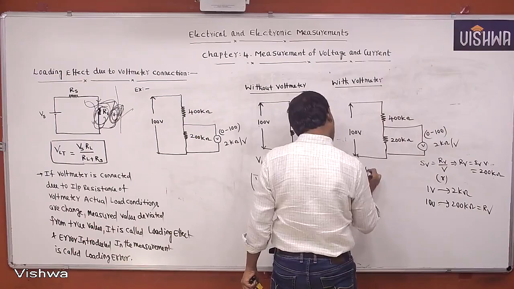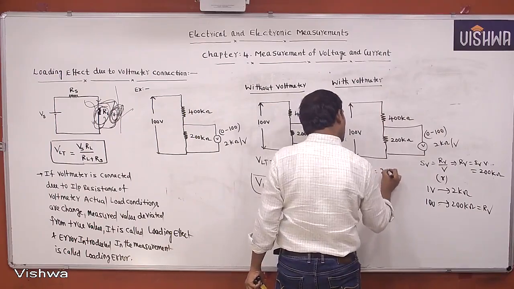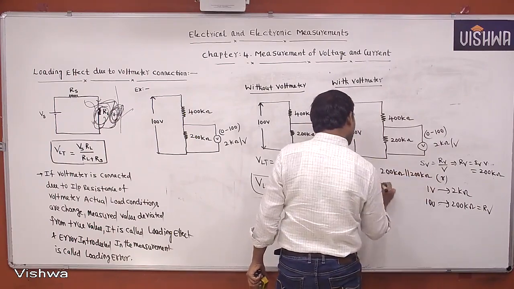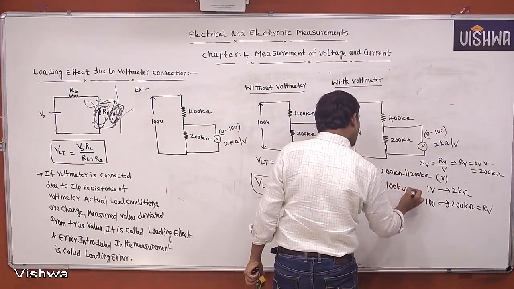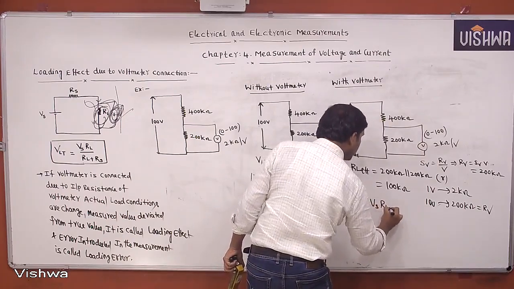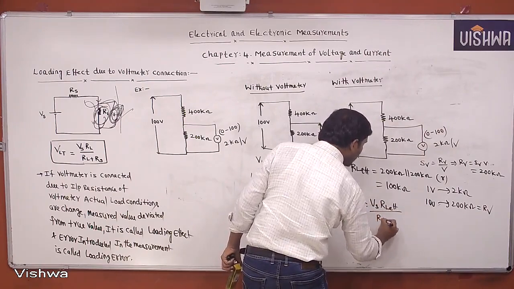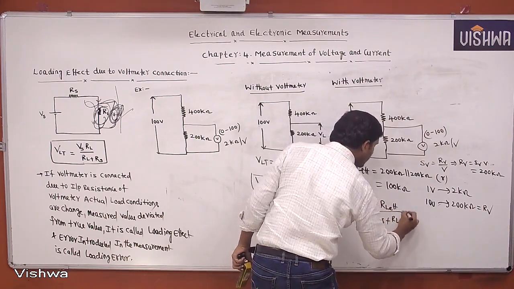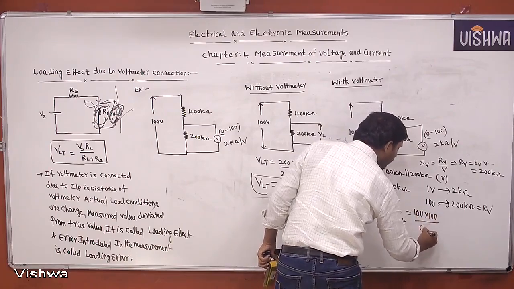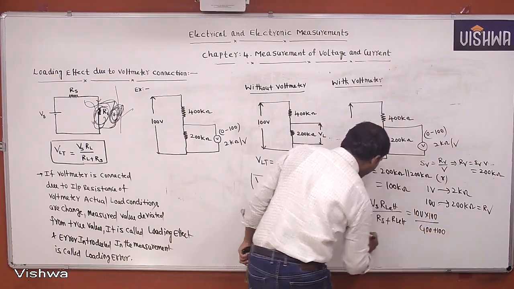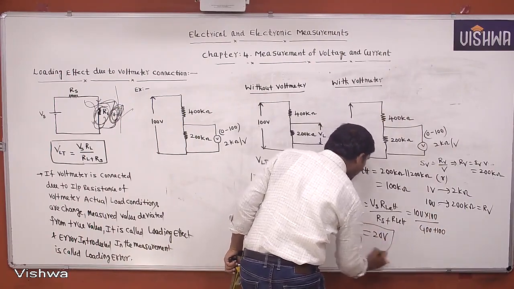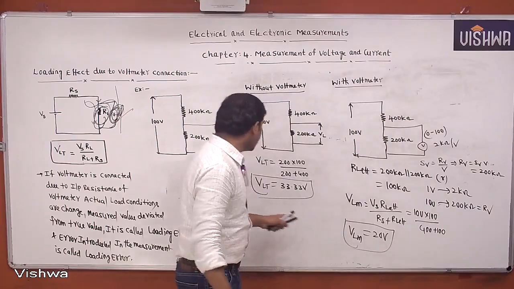What is RL effective? RL effective equals 200 kilo ohms in parallel with 200 kilo ohms. Then how much can we get? 100 kilo ohms. Then what is VL measured? VL measured equals Vs into RL effective by Rs plus RL effective. Then what is Vs? 100. RL effective 100 by 400 plus 100. How much can we get? 20 volts. That means VL measured we are getting is 20 volts.